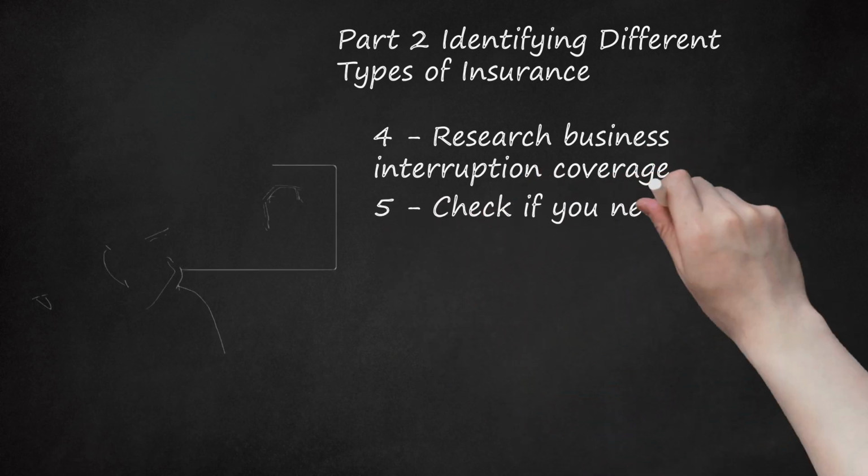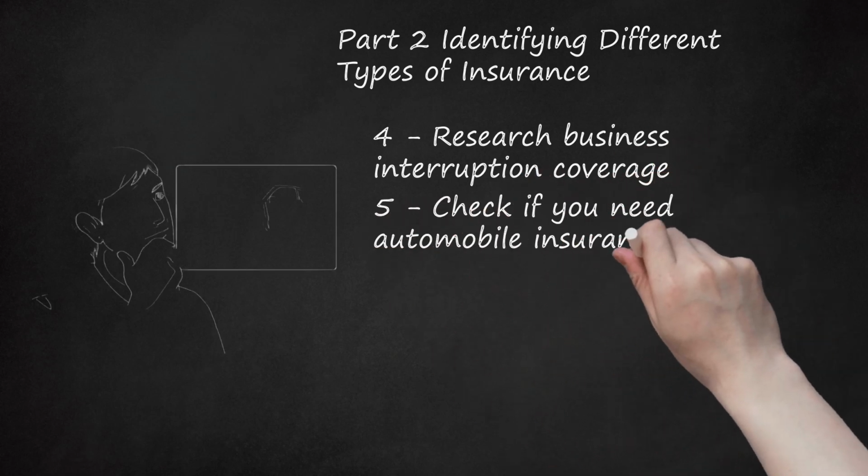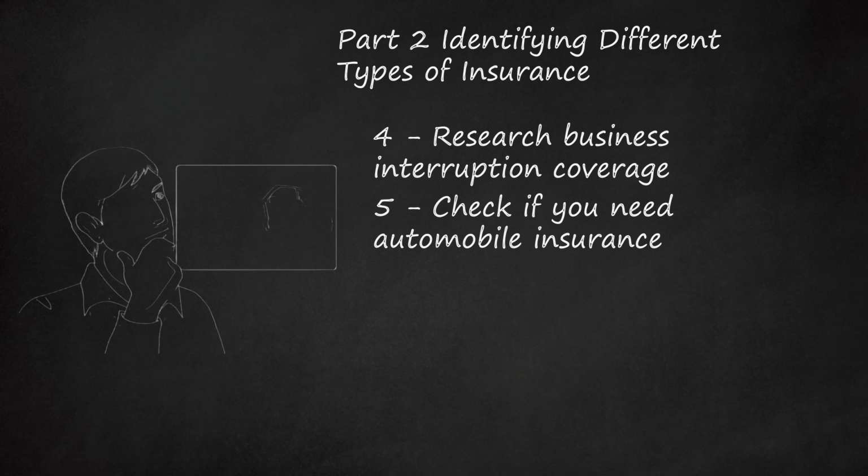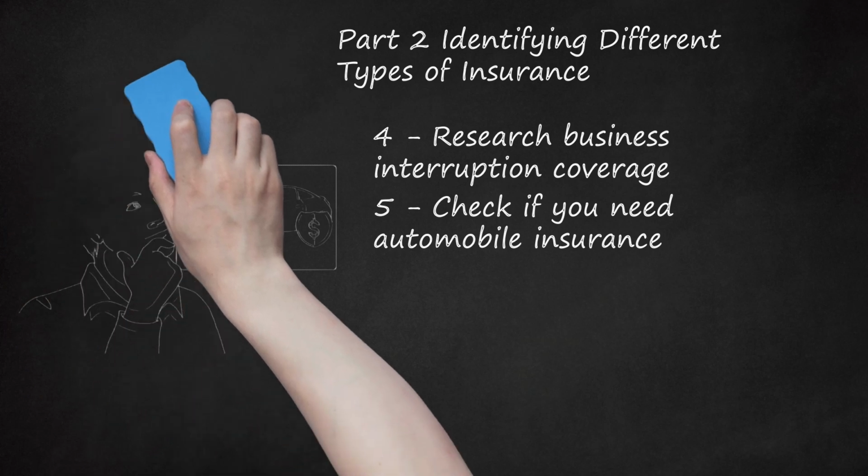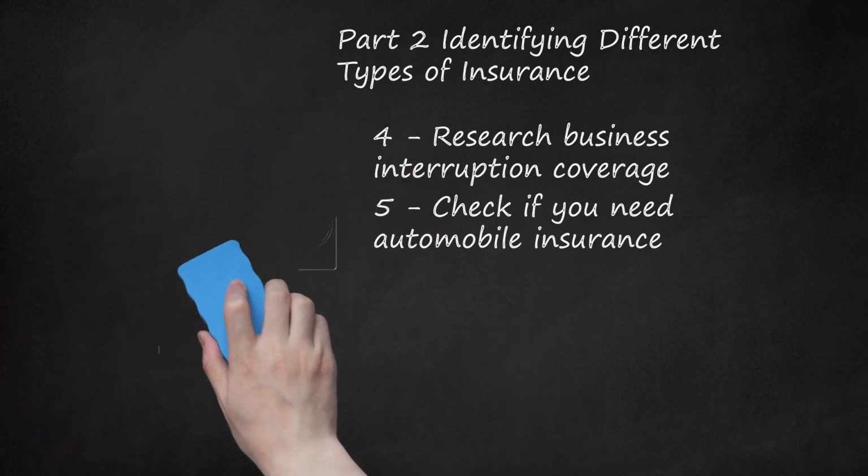5. Check if you need automobile insurance. You might forget to buy auto insurance, but it is a necessity if your employees use company vehicles. You might also need to purchase it if you have employees use their own vehicles for work purposes. If your employees use their own vehicles for business, then you can purchase employers' non-owned automobile liability insurance, which typically is not covered in a general liability policy.